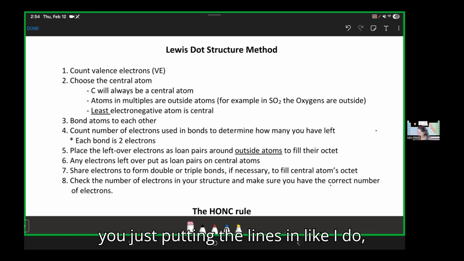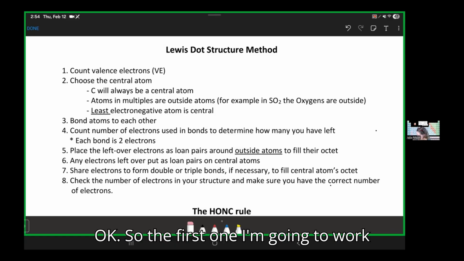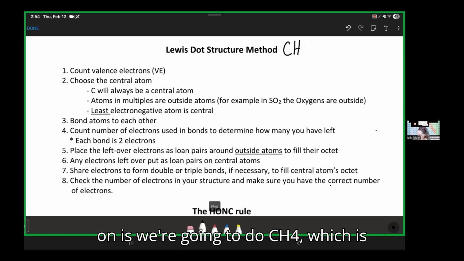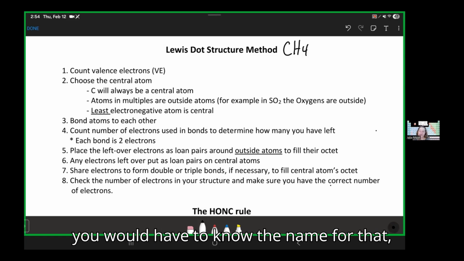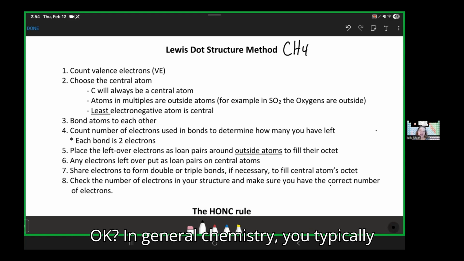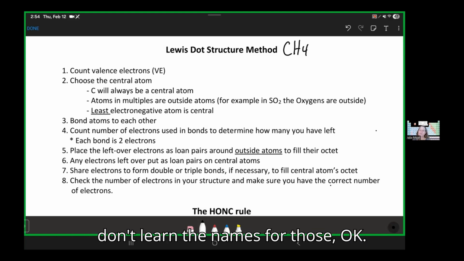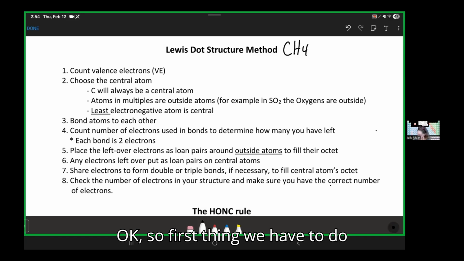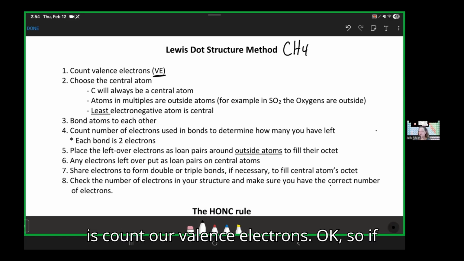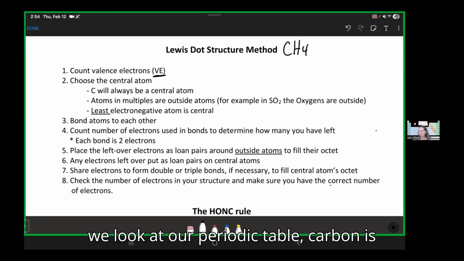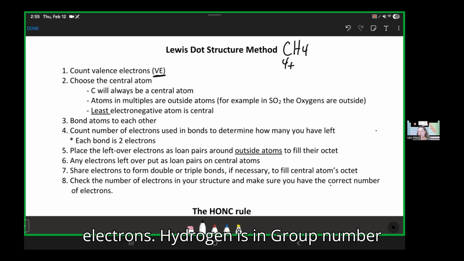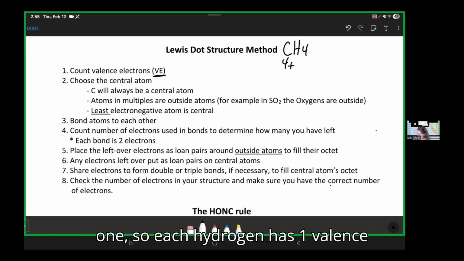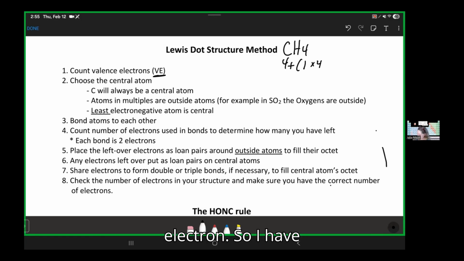Okay, so the first one I'm going to work on is CH4, which is methane. If you're in organic chemistry, you would have to know the name for that. In general chemistry, you typically don't learn the names for those. First thing we have to do is count our valence electrons. If we look at our periodic table, carbon is in group number 4, so it has 4 valence electrons. Hydrogen is in group number 1, so each hydrogen has 1 valence electron. So I have a total of 8 valence electrons.